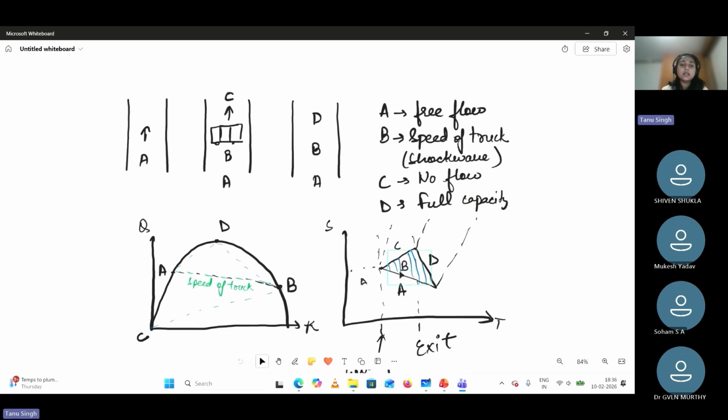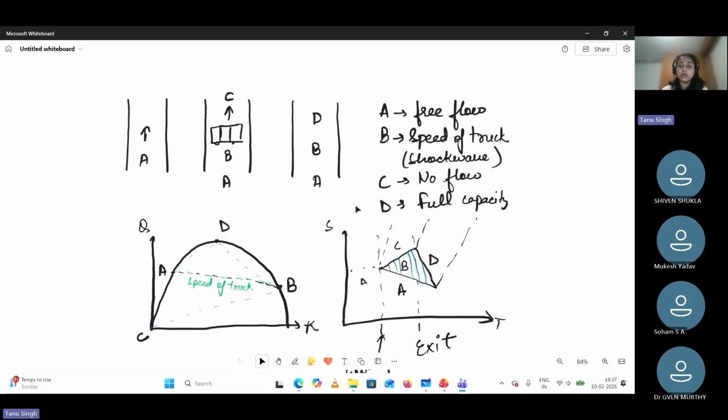Then in the second scenario, we see the B to C condition. We also draw this slope, the BC slope, and replicate it over here. Below that it is B, and above that it is the C condition. So this is the second scenario.